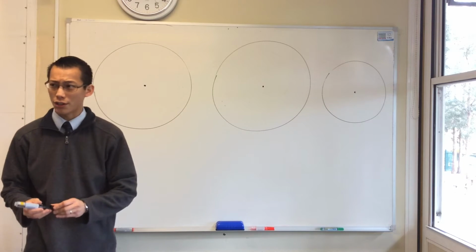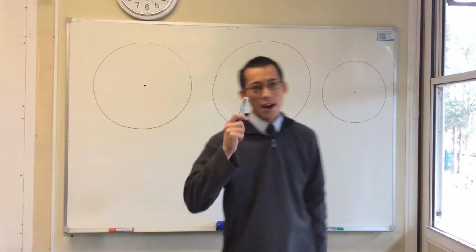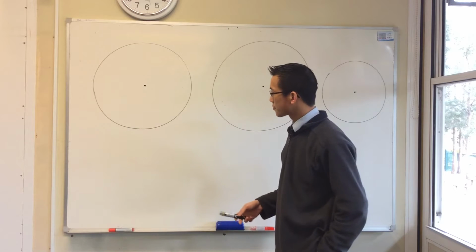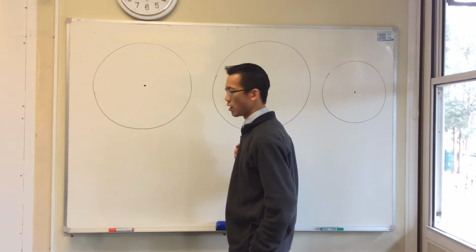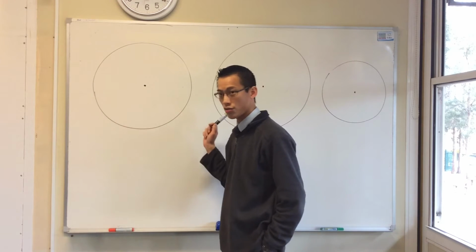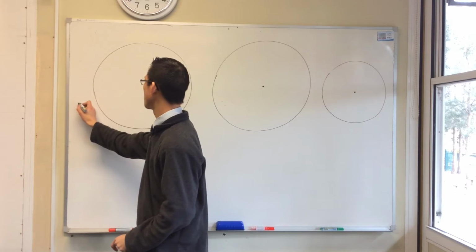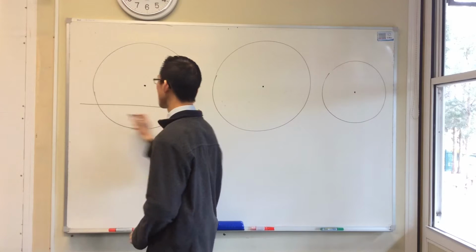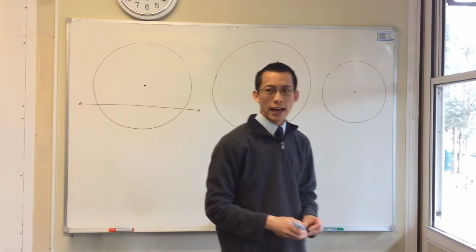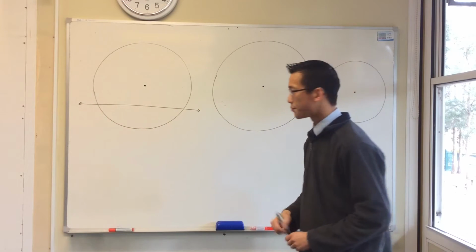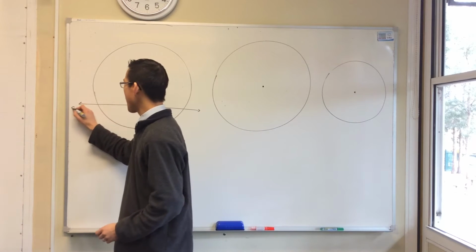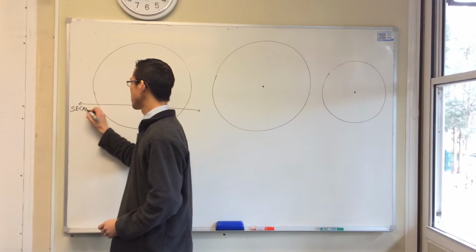Now here's what we're going to do. I'll introduce a few words for you. If a line passes through a circle, and it just slices across, something like this. In fact, we can all draw this. If a line slices through a circle, it's called a secant.